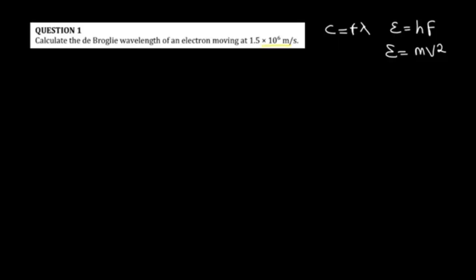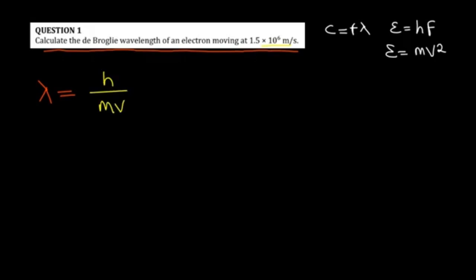Question 1 says, calculate the wavelength of an electron moving at the speed of 1.5 times 10 to the power 6 meters per second. The formula that we are going to use to calculate this wavelength: wavelength is indicated by lambda, that's the symbol used to indicate wavelength. So the wavelength will be equal to h over mv.